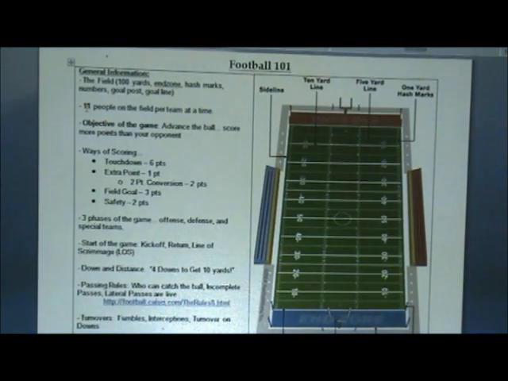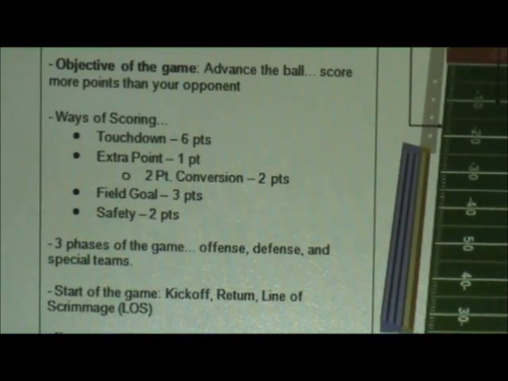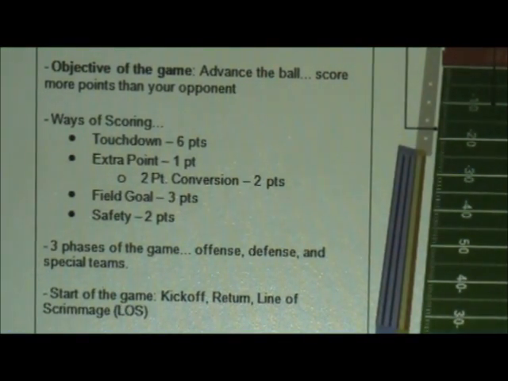In basketball, you can shoot a free throw and get 1 point. You can hit a jumper or a layup and get 2 points. You can hit a three-pointer and get 3 points. In football, you actually have 5 ways of scoring. You can score a touchdown. Touchdowns are worth 6 points. After you score a touchdown, you have the option of kicking an extra point from the 2-yard line.